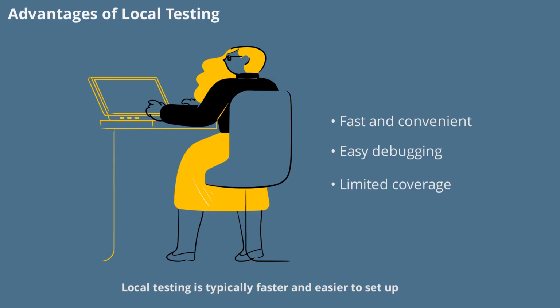Local testing is typically faster and easier to set up, especially for quick iterations or small projects. You have direct control over the environment and can debug issues more easily. However, you're limited to the browsers and operating systems available on your machine, which can restrict your testing coverage.